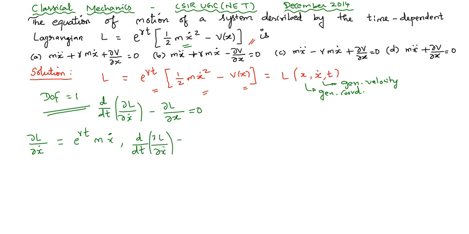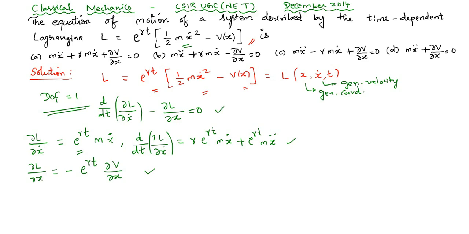Therefore, you will get two terms because here also it depends on time: gamma e power gamma t m x dot plus e power gamma t m x double dot. So therefore, we have two terms. Now partial L by partial x is equal to minus e power gamma t partial V by partial x, since this term contains a minus. Now substitute these calculated things in the equation of motion.